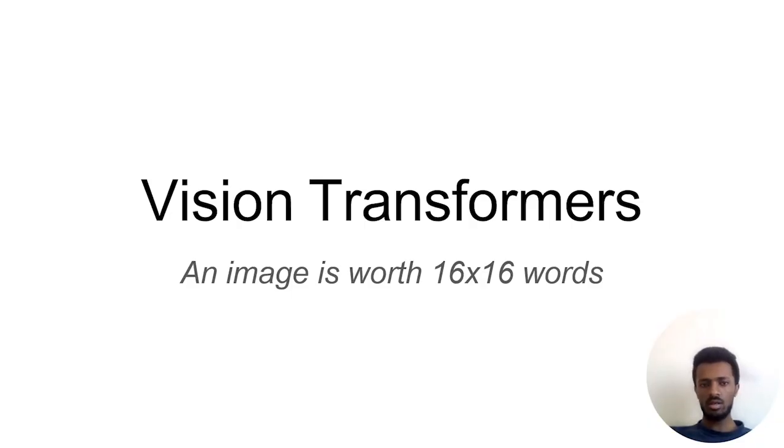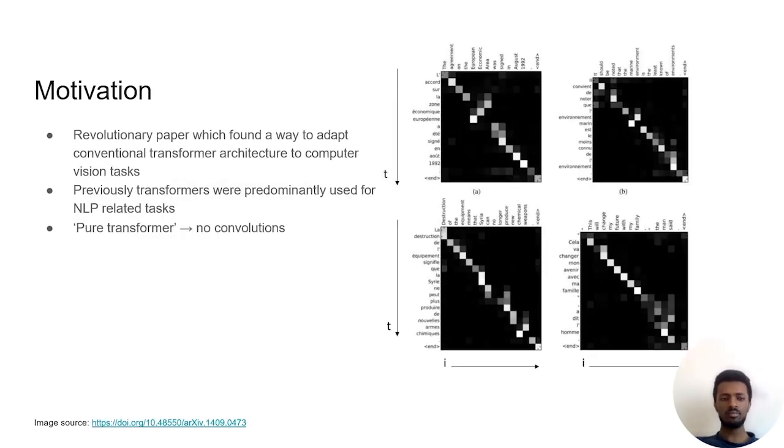So now we'll be talking about vision transformers. Previously, we have shown that transformers were predominantly used for NLP tasks, such as the one you see on your right for machine translation. And this paper, inspired by the transformer architecture from NLP, used a pure transformer without any convolution for vision tasks.